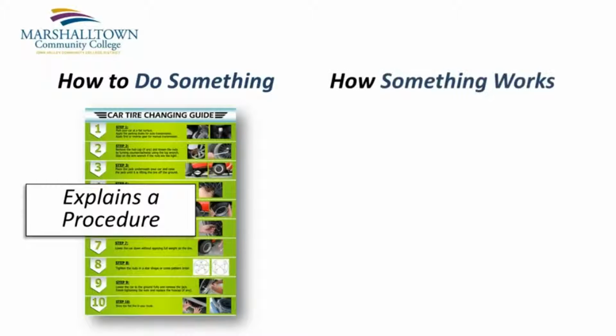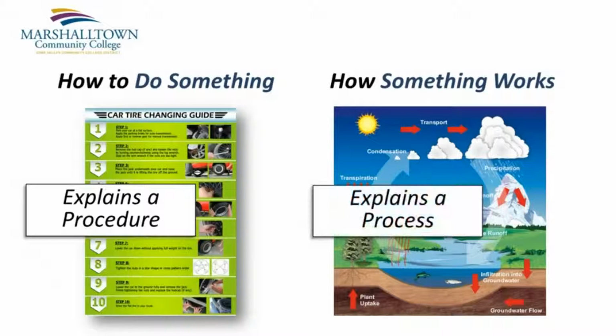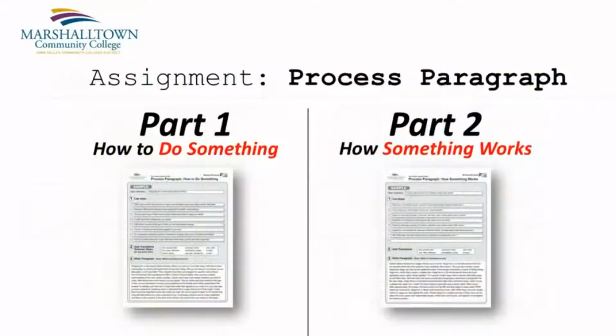In another type of process analysis, you might explain to a reader how something works, which is a little different from how to do something because you're not giving instructions to your reader, you're simply explaining what happens during a process. For example, this chart that explains how water evaporates and is then converted back into rain could certainly be called a process analysis.